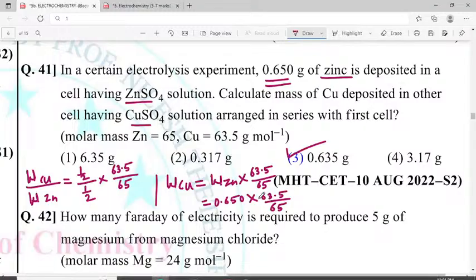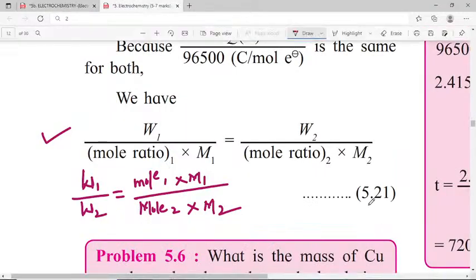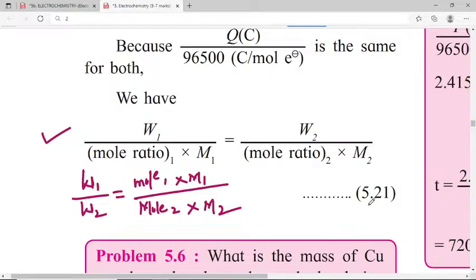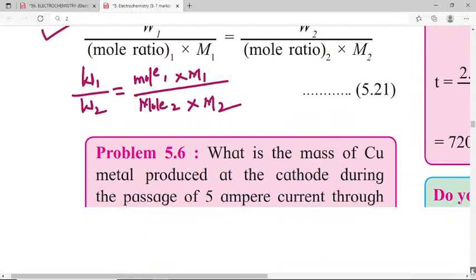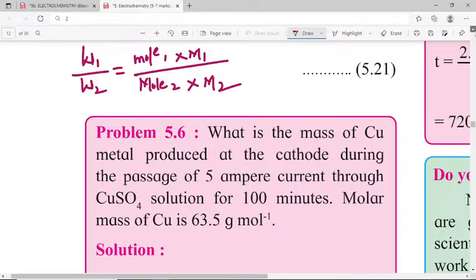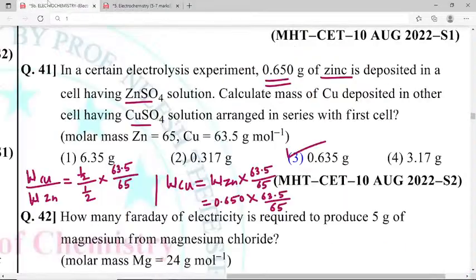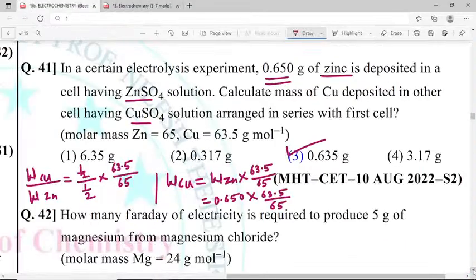I am using the formula. So this is the formula: weight of copper deposited divided by the mole ratio of copper, multiplied by the molar mass of copper. Okay, this is the formula actually. Here it is written as one of the problems. Okay, get it everyone. Next question.